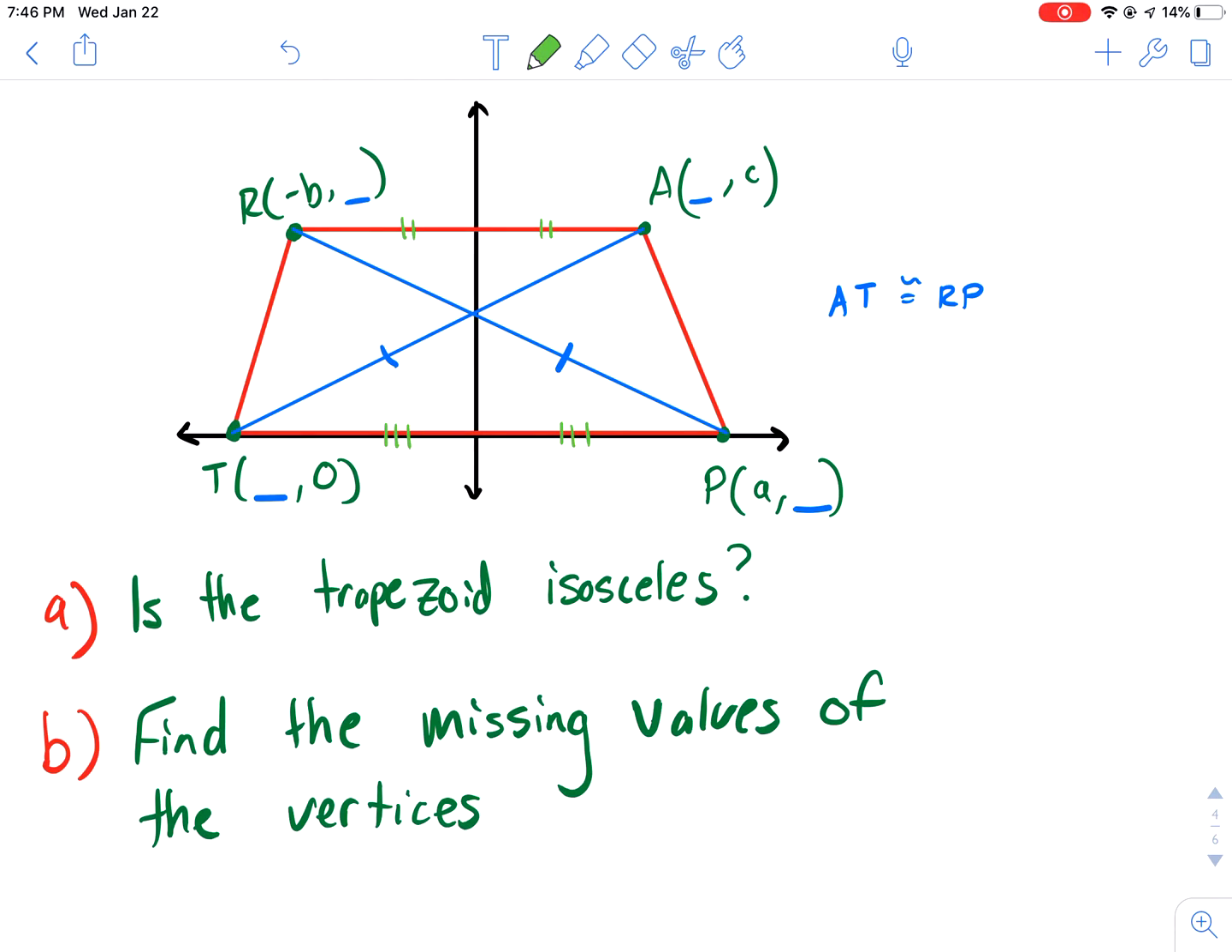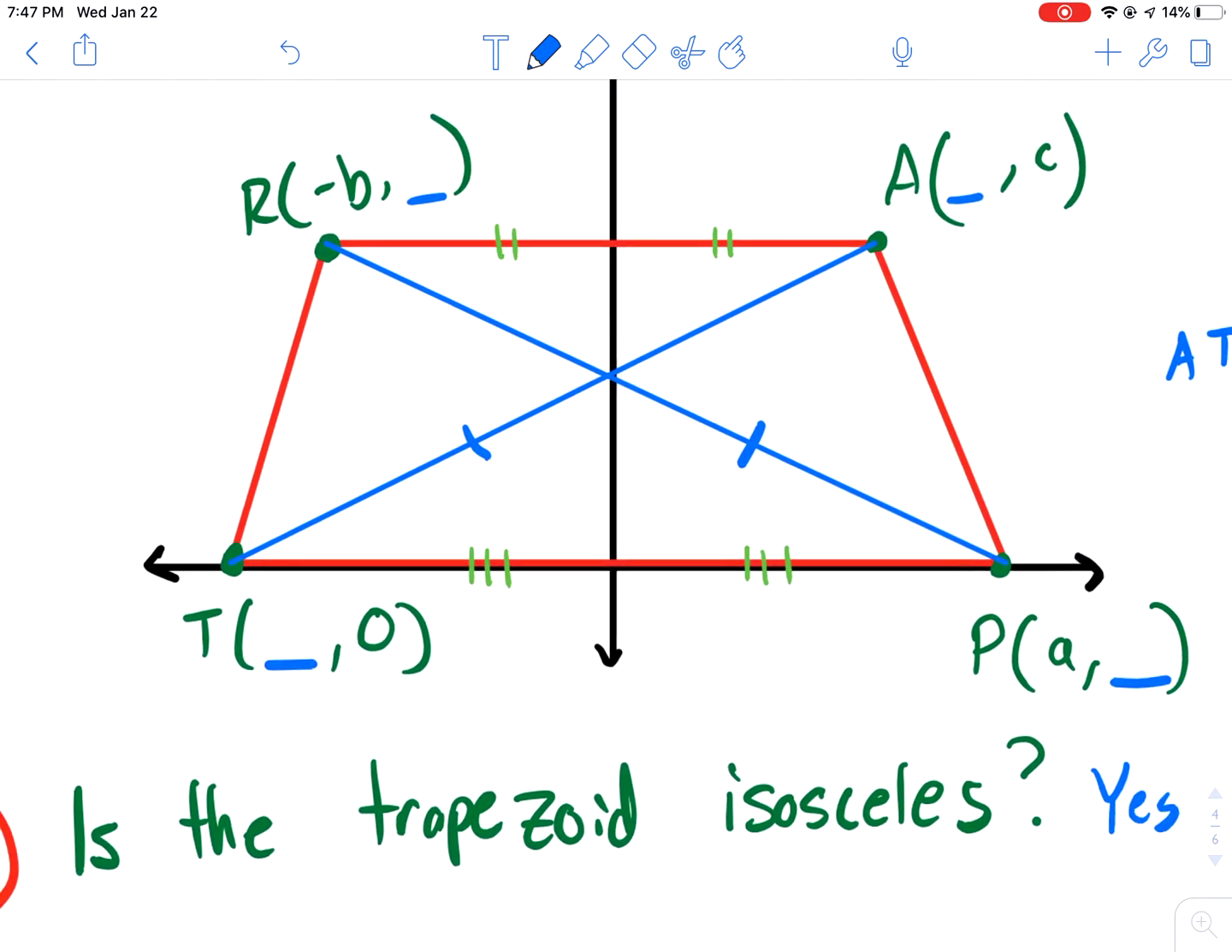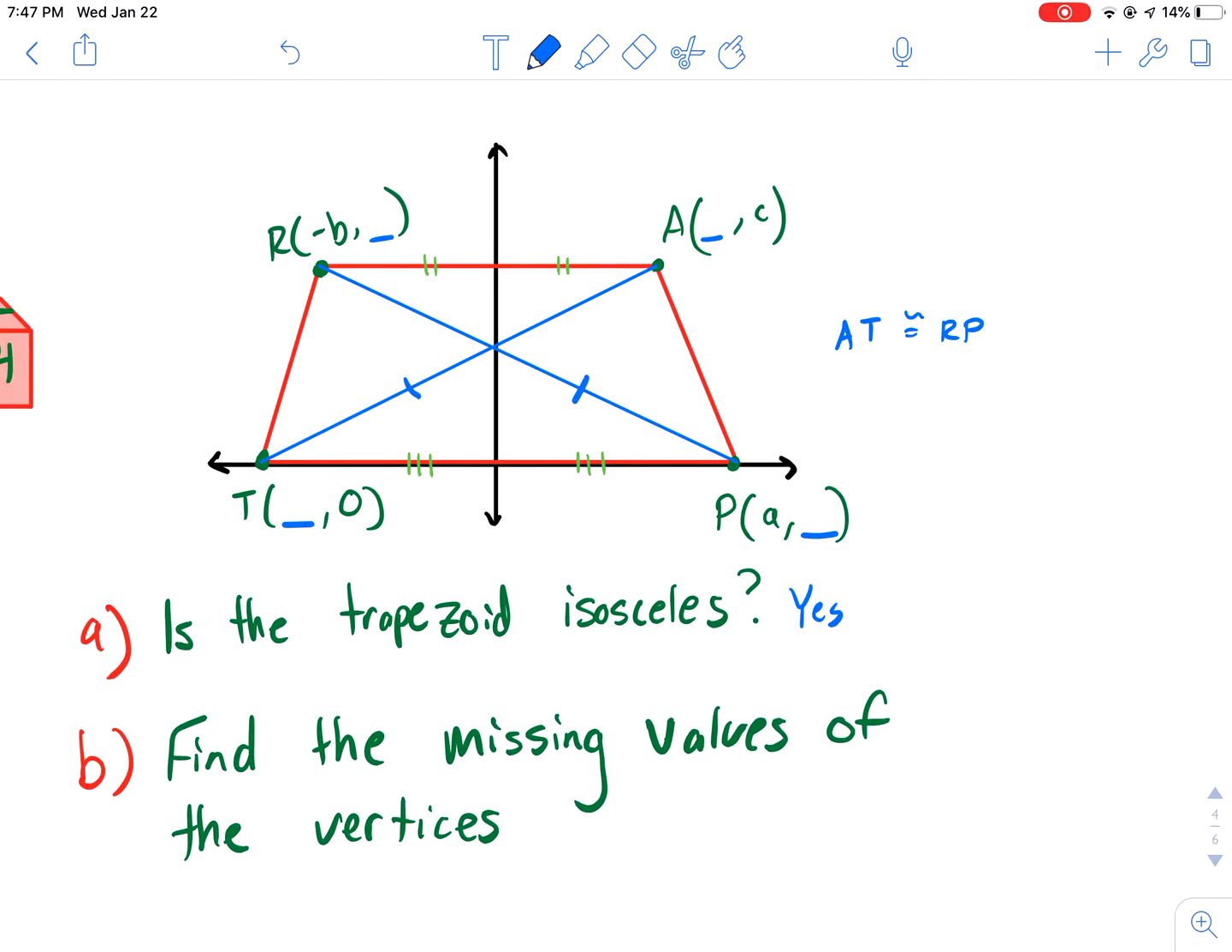Now, if we know that the two diagonals are congruent and it is a trapezoid, well, guess what? That is the definition of an isosceles trapezoid, okay? It has congruent diagonals. So we know it's isosceles, all right? Second step, we need to find the missing values of the vertices, okay? Because it's an isosceles trapezoid, the y-axis is bisecting each side as demonstrated here. This makes it pretty intuitive how we find the missing values, okay?